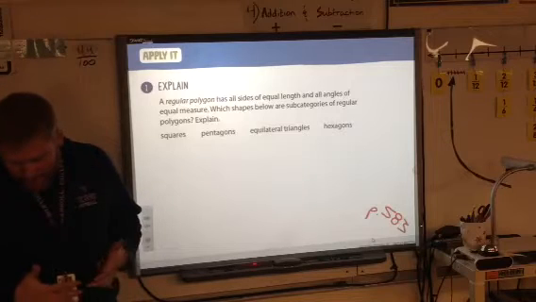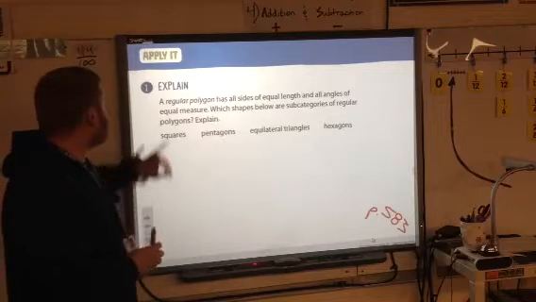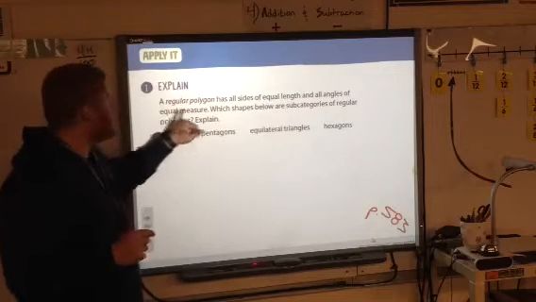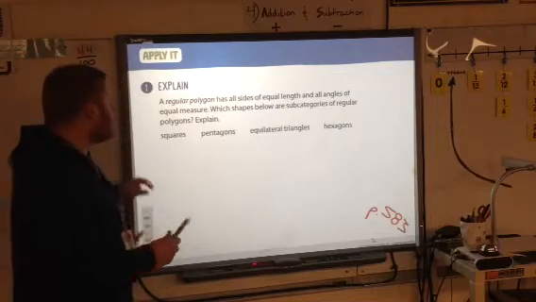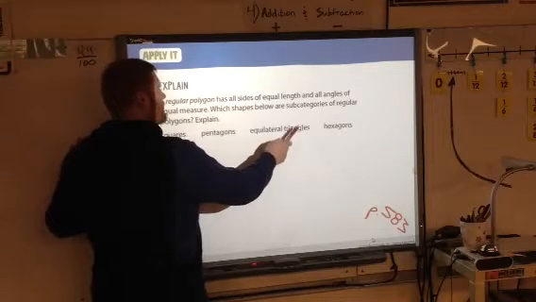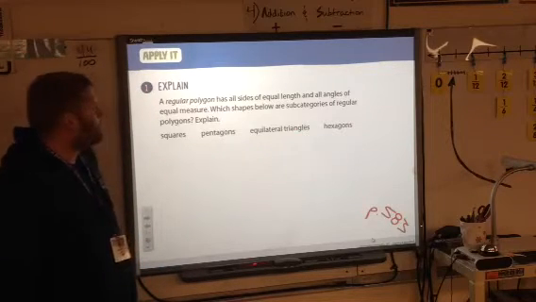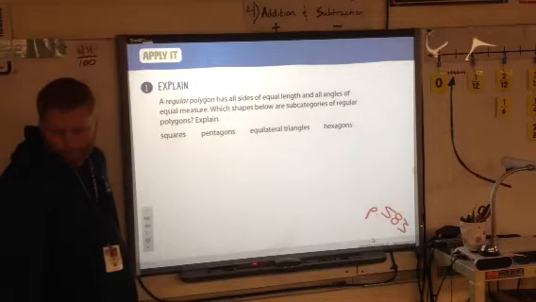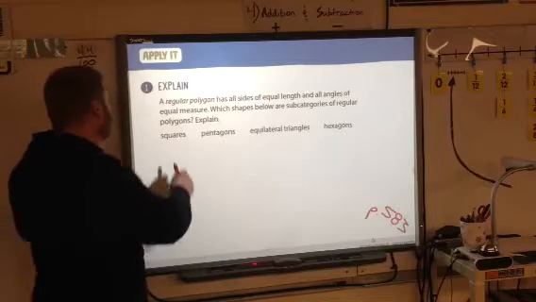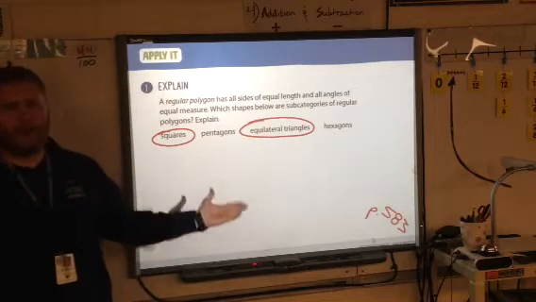Which shapes below are subcategories of regular polygons? And then it asks us to explain. I'm going to tell you right now there are two correct answers. We have squares, pentagons, equilateral triangles, and hexagons. I'm going to give you a second. You pick yours at home. Okay, hopefully this is what you got: squares and equilateral triangles. But why?